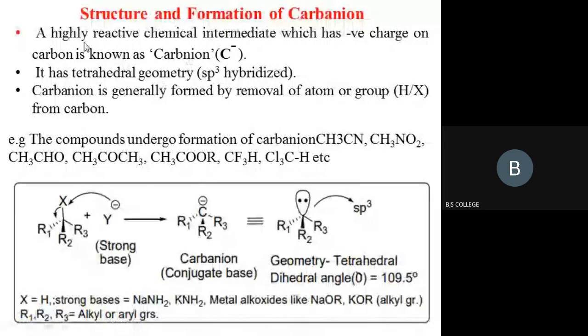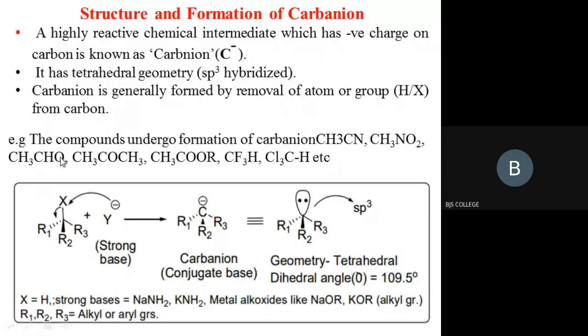Okay. So carbanion is nothing but carbon with negative charge. We had discussed its geometry. So it is tetrahedral geometry with sp3 hybridization, and generally it is formed by removing a hydrogen or some group, like for example some X group from carbon, to get a negatively charged carbon, that is called carbanion.